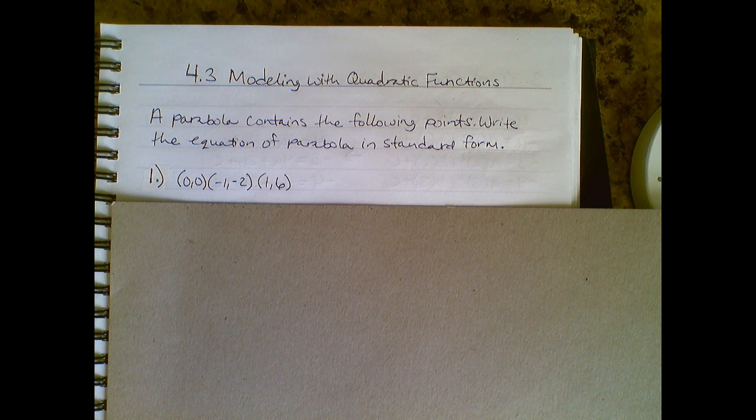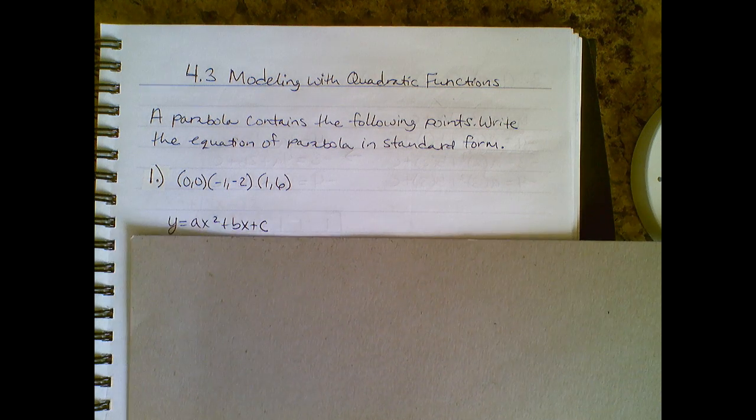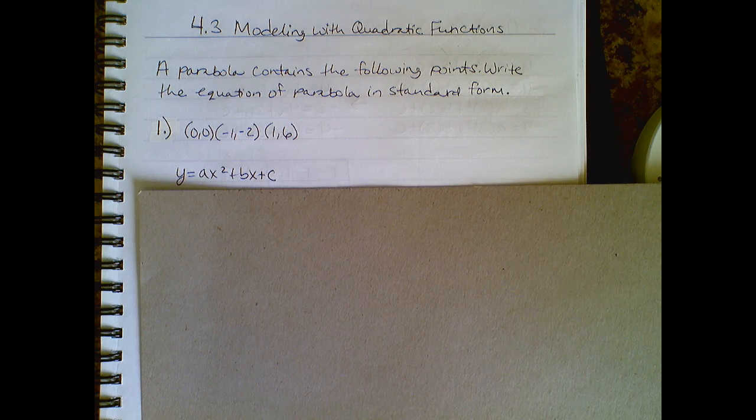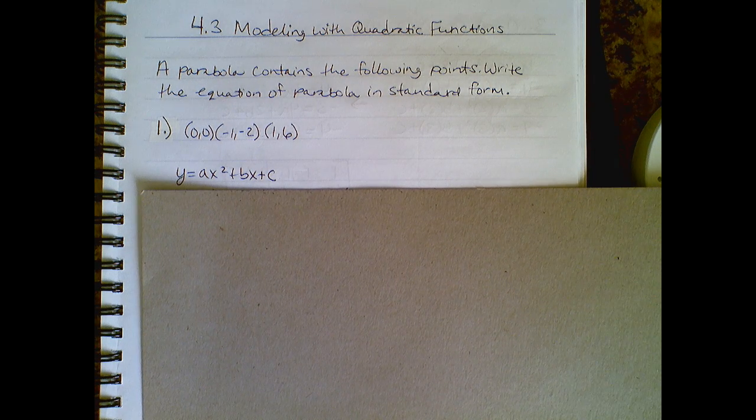So they give us three coordinates, and they want us to write, if we were to graph these coordinates, what is the parabola that goes through all three of them? Now, instead of graphing them, we're going to put these into our standard form, make a matrix, and then put it into our graphing calculators. So let's take a look at our standard form of a parabola, y equals ax squared plus bx plus c.